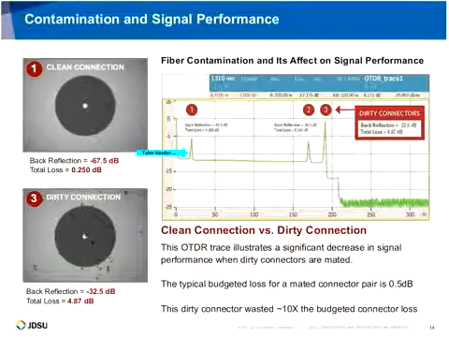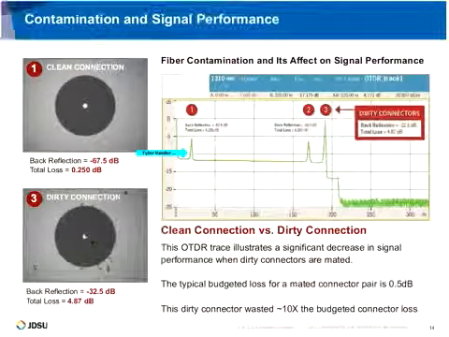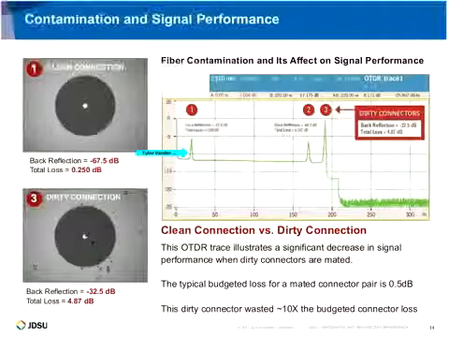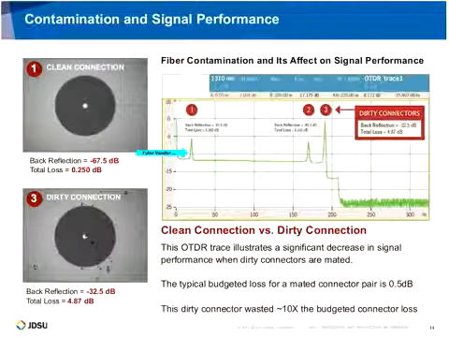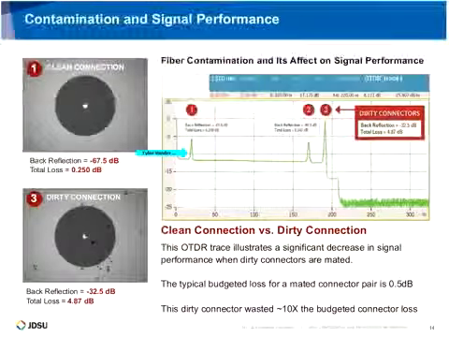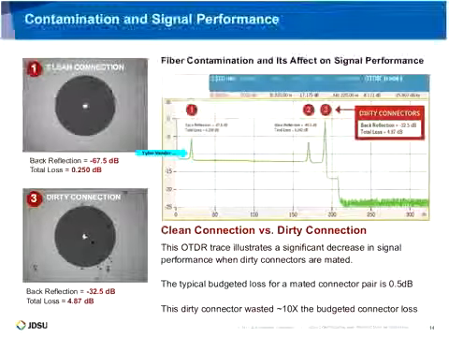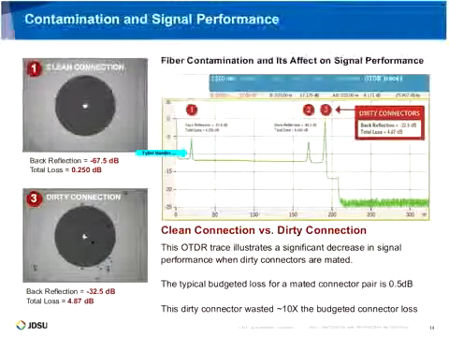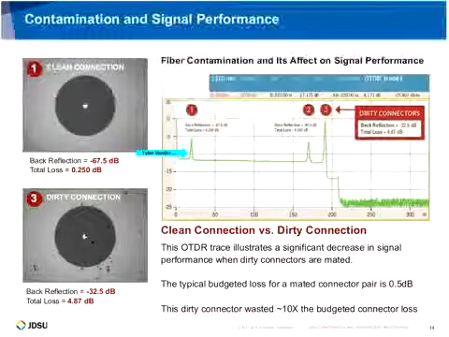In this case here, you see that there is a little bit of a back reflection, and the loss here is about 0.25 dB for that particular connection. And I included a screenshot on the left of number 1, and you can see that that's a clean connection. Now, as I go further down this trace, I didn't include a screenshot of number 2, mainly because it's also a clean connection, so it would basically look the same as connection 1.